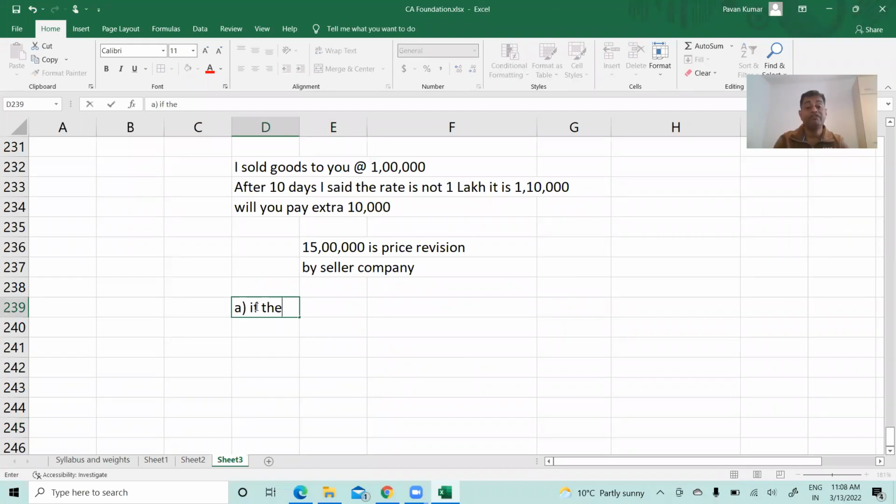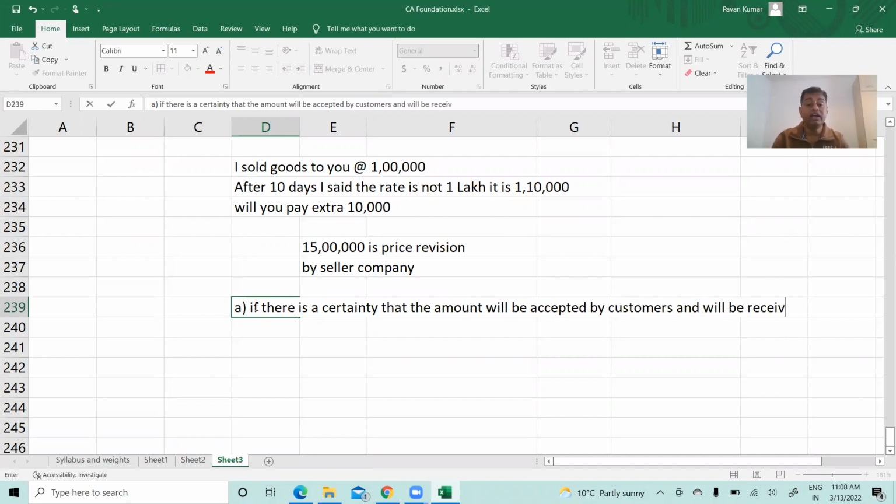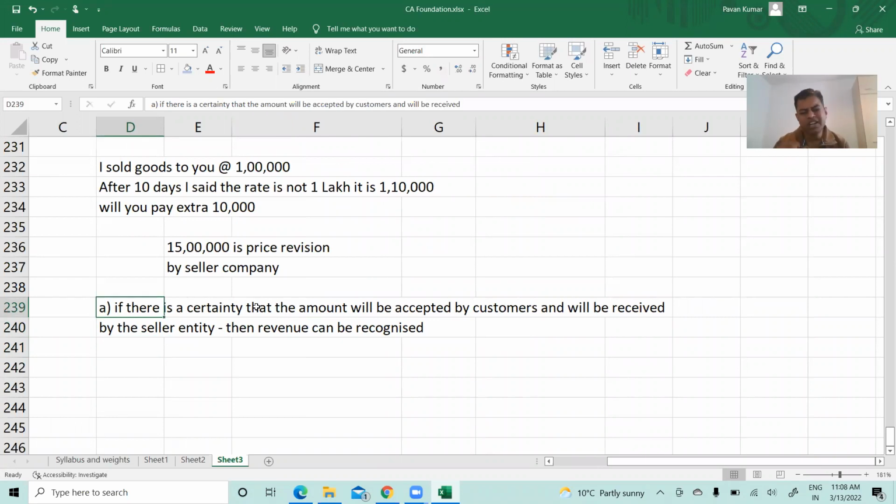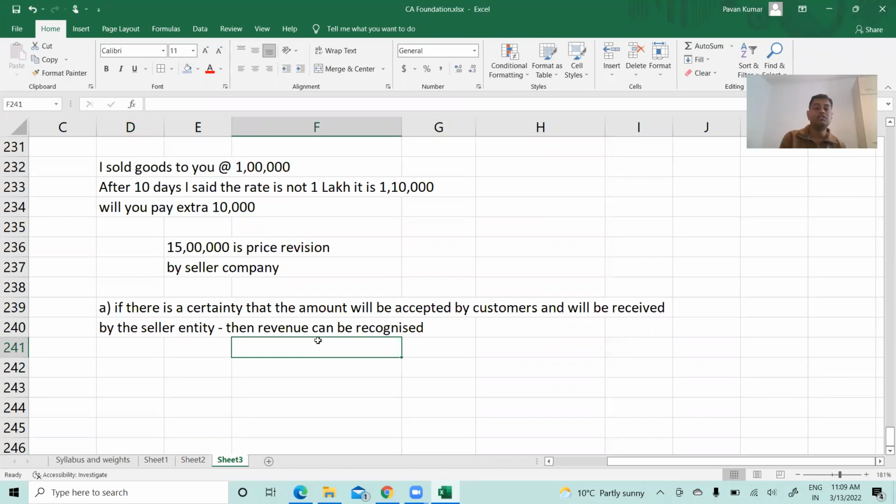There are two situations. A, if there is a certainty that the amount will be accepted by customers and received by the seller entity, revenue can be recognized. Is this possible? In extremely rare cases, it is possible. For example, imagine IOC selling petrol to another public sector entity. One government entity selling goods to another government entity, wherein the rate is decided by government. Today I said 100 rupees, tomorrow I said 105. Maybe possible, government on both sides. In case of a private entity, normally not possible. The customer will not pay.